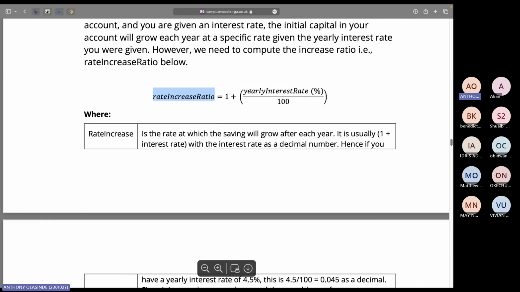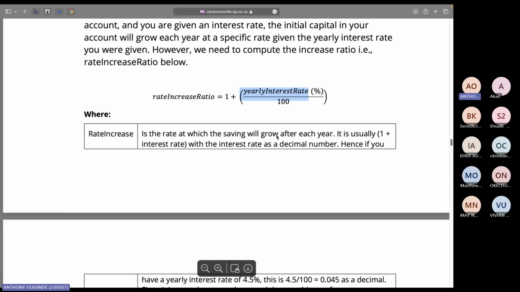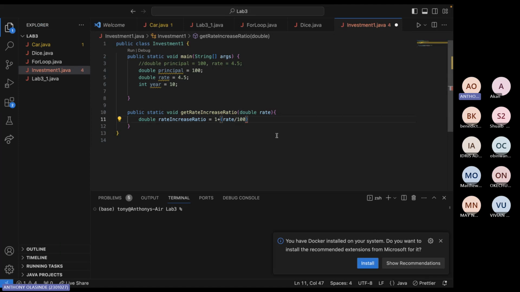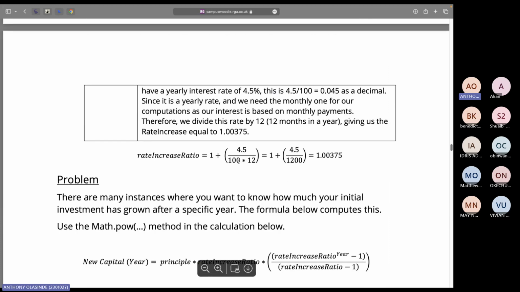So since this is a formula, this is a variable that we're expecting. We can say we're expecting an integer, no, rate, not year, and that would not be integer, that would be double. We're expecting you to pass rate into this when you want to call this rate increase ratio. So we'll collect that rate over 100. But because we need it by month, we also need to multiply 100 by 12.